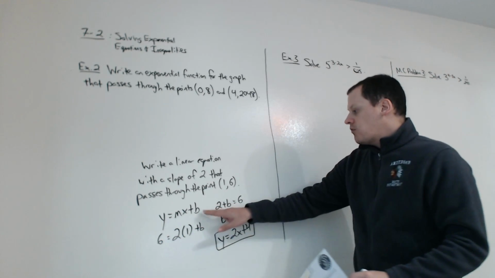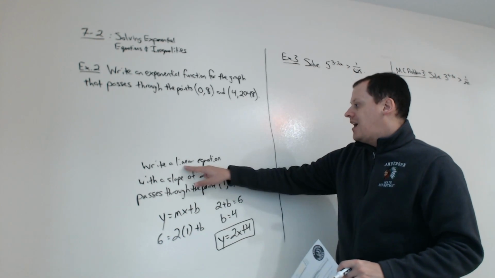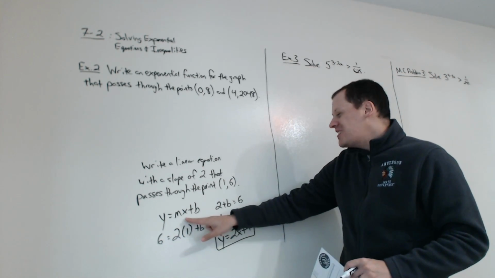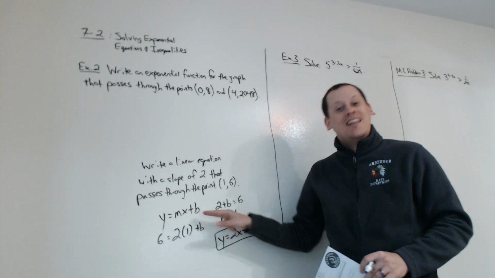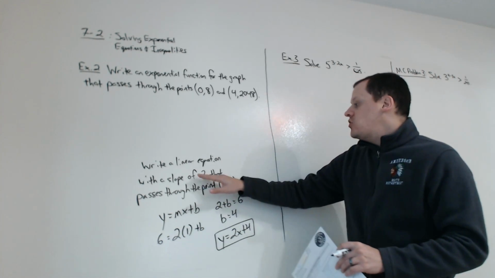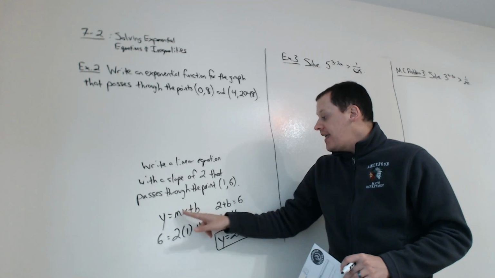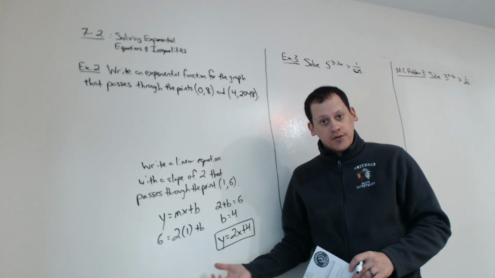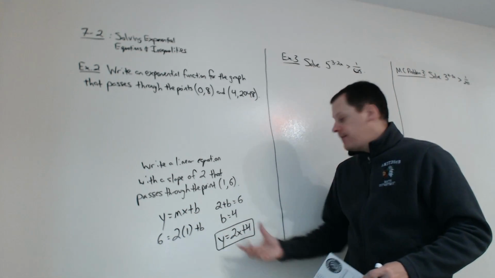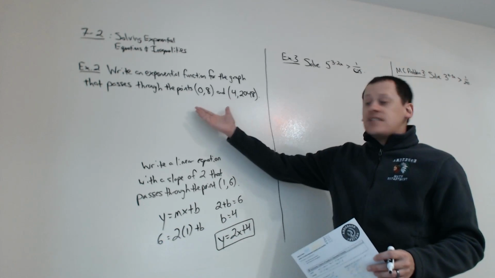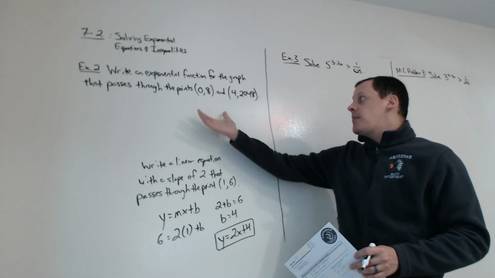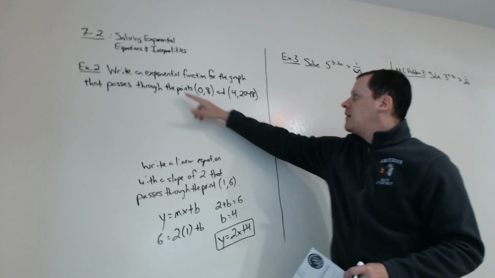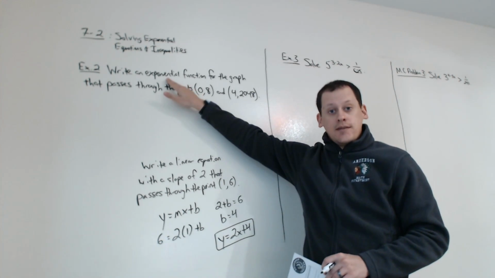Okay, we wrote the form of a linear equation, and then we used the information we had to plug in the values for different letters until we knew what they all were. That's essentially what we're doing here. The main difference is the function is exponential this time.